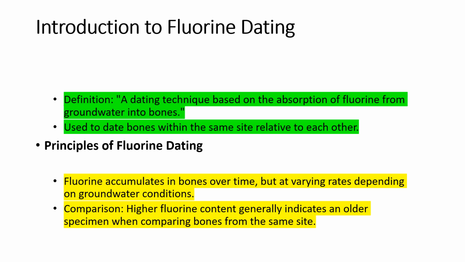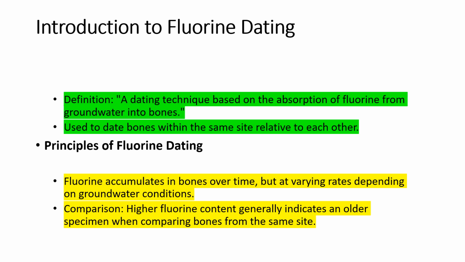Now, if I try to break it down more for you all, talking about the chemical basis, bones are porous. We all are aware of the fact that bones are porous and can absorb various chemicals. Fluorine is one of the chemicals, and the fluorine ion is present in the groundwater. This absorption is gradual and also cumulative. So older bones generally contain more fluorine than younger bones.